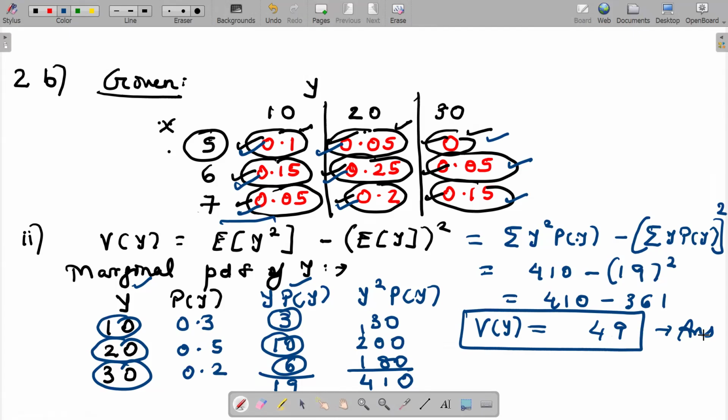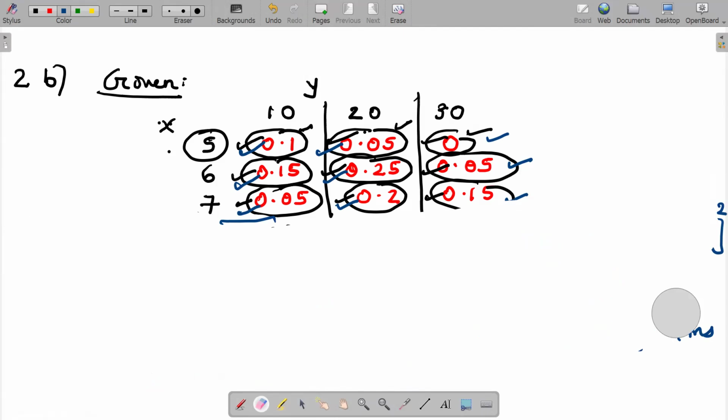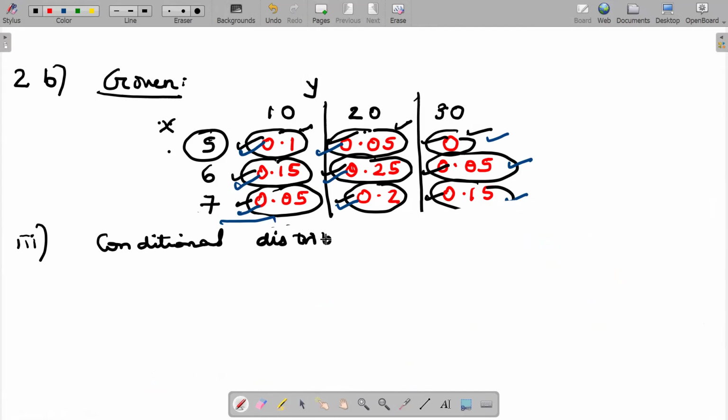So hoping students have understood this. Variance of y is 49. And now the last part of this question, if I erase all this off now, the question is also asking us to find the conditional distribution. Let me correct myself. The question asks us to find the conditional distribution of x given y takes the value greater than or equal to 20.